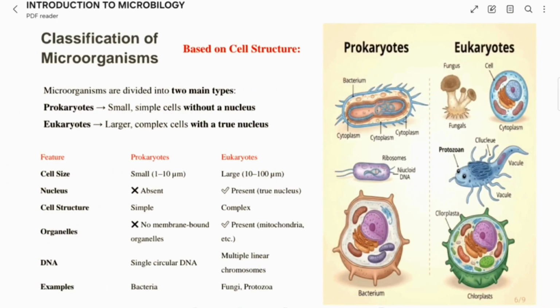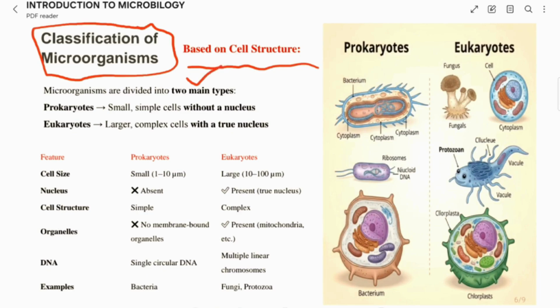Then classification of microorganisms. Microorganisms are classified based on various criteria, and the first one is based on cell structure. Here it is divided into two main types: prokaryotes and eukaryotes. Prokaryotes are small simple cells without a nucleus. Eukaryotes are larger complex cells with a true nucleus. Here we can see the table. The first column is feature, then prokaryotes and eukaryotes.